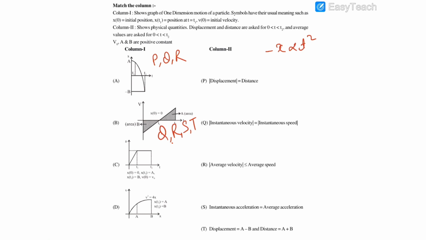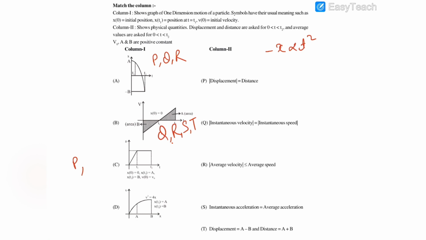Okay. Now for option C, you can see that the acceleration-time graph is given, and initially position was 0, and at t1 position was A, and at t2 position was B, and initial velocity is v0. So in this motion also you can see that the acceleration is always positive and initial velocity was plus v0, and therefore the body would be accelerating throughout the time interval of 0 to t2, and therefore it never turned back, and hence distance and displacement are the same thing. So P is one of the correct answers.